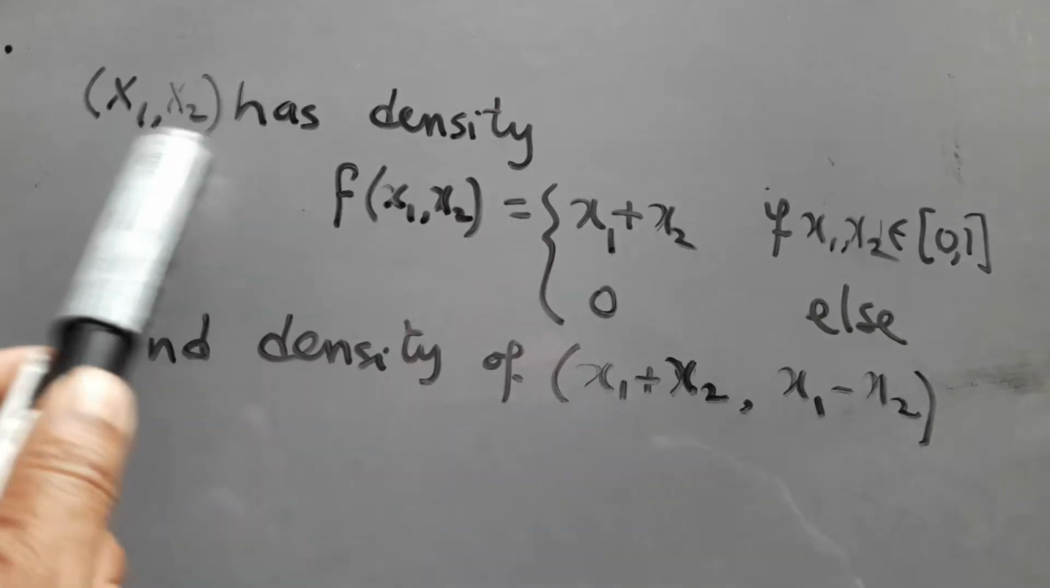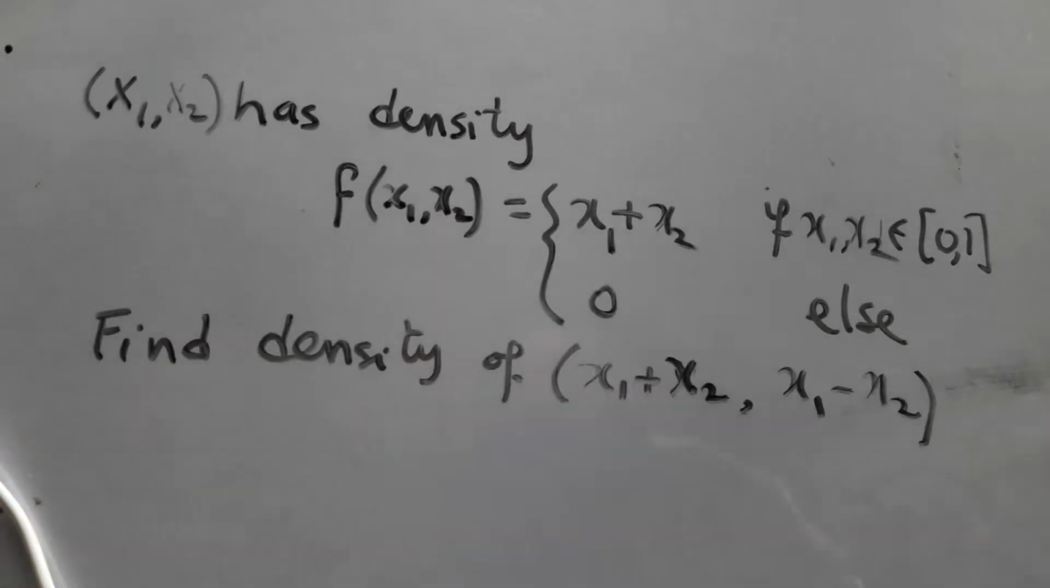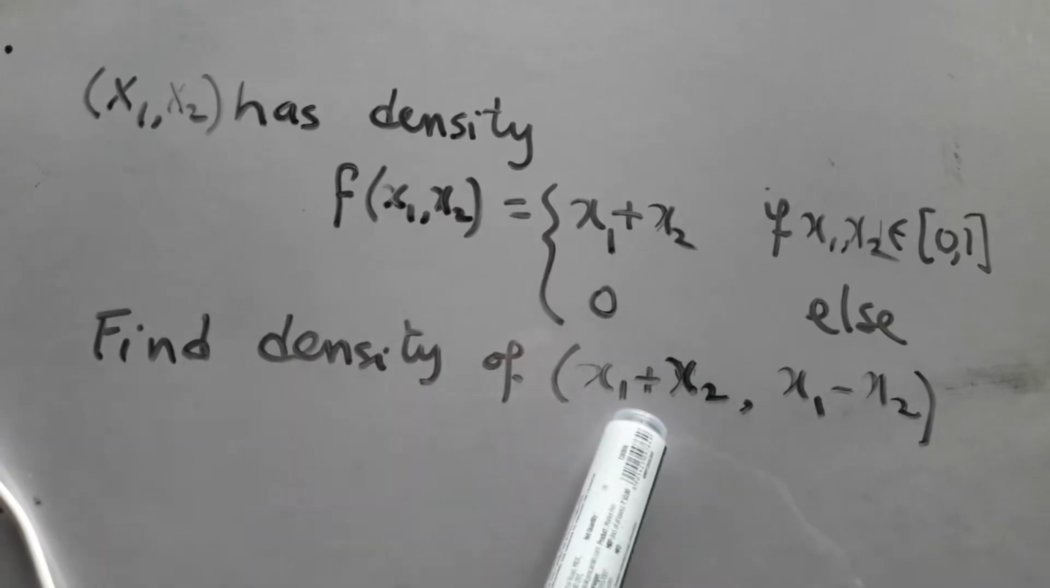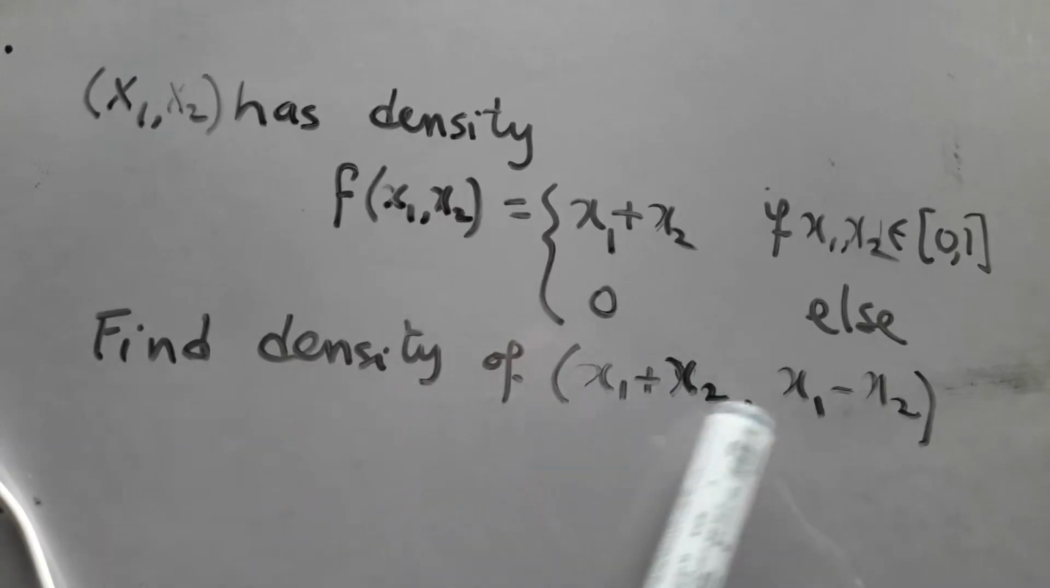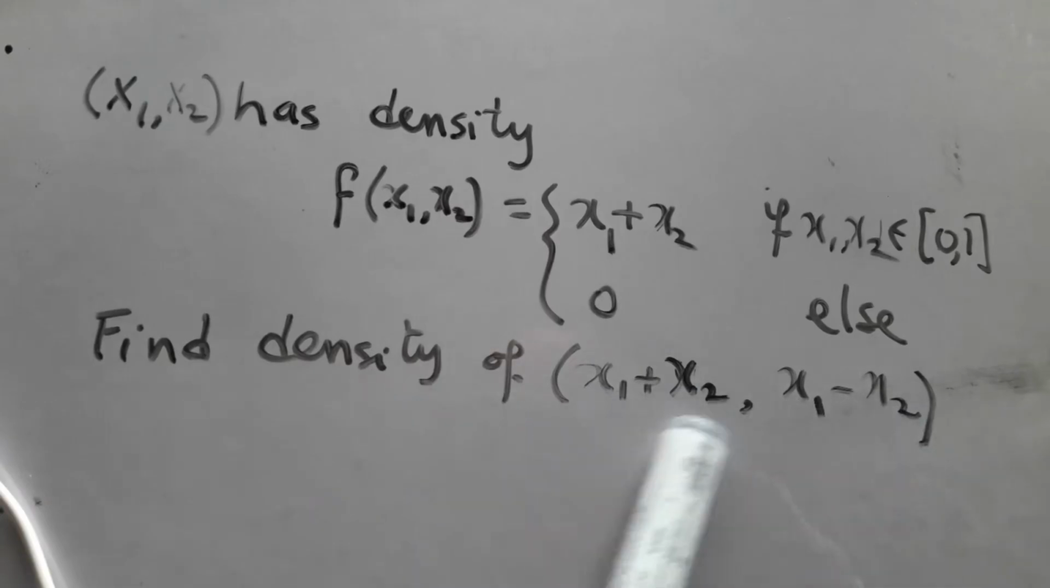In this problem, I have given you a joint density of x1, x2. If x1, x2 both are in the unit interval, you have to find the density of the transformed variables x1 plus x2, x1 minus x2. So this is your y1, this is your y2. Just apply the Jacobian formula and you will get it in a minute.